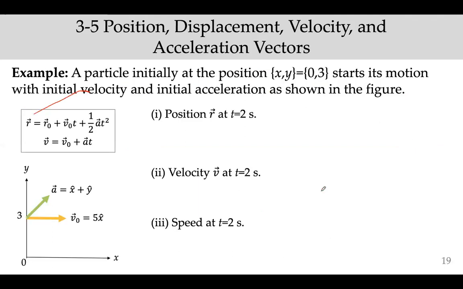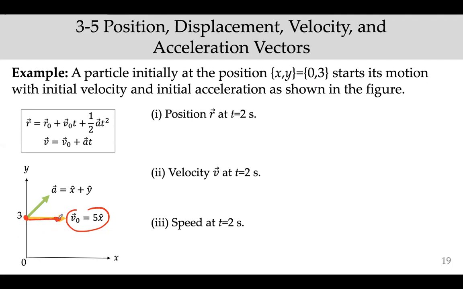So the problem is this. A particle initially at the position (0, 3). So our particle is at this coordinate point, (0, 3). It starts its motion with an initial velocity, and the initial velocity is given here. So it moves in this direction. It has the initial velocity in that direction.